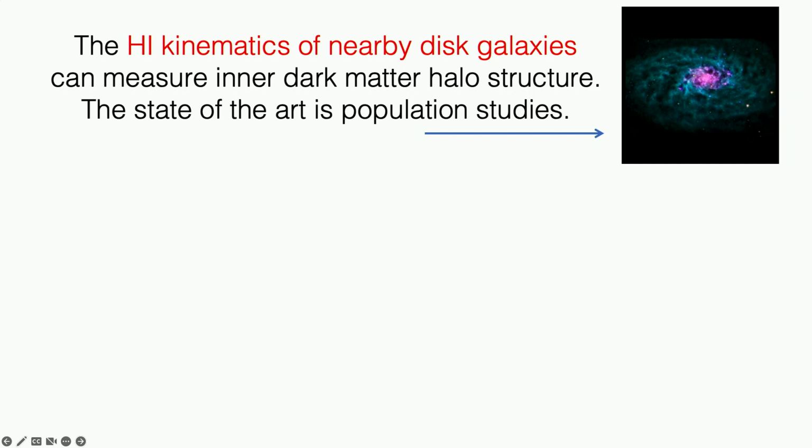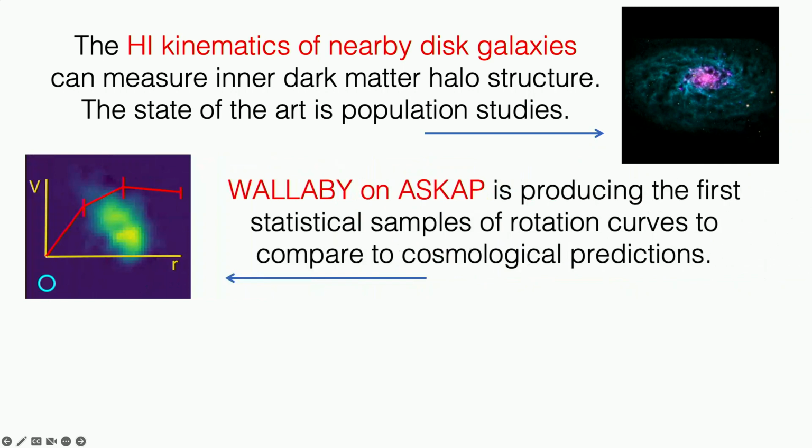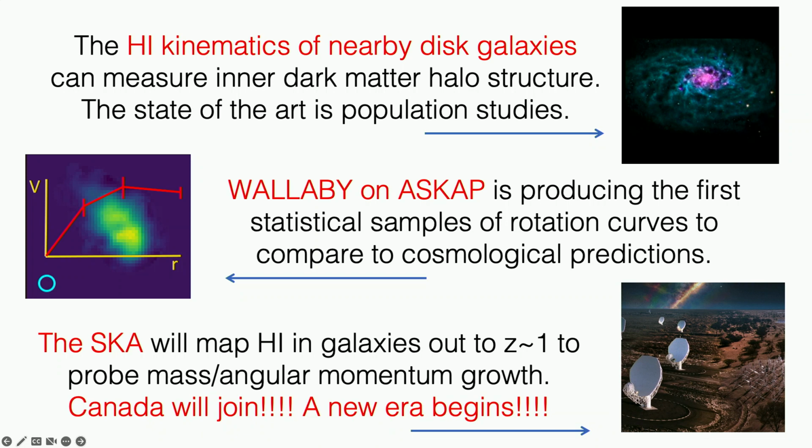The HI kinematics of nearby disk galaxies can measure their inner dark matter halo structure. And the state of the art is moving from individual galaxies to population studies. There are wide field HI surveys, in particular WALLABY on ASKAP, that are producing the first statistical samples of rotation curves to compare to cosmological predictions. And folks here at Queen's are at the forefront of doing those predictions. And the SKA is going to revolutionize this field. It's going to allow us to do these studies not only in the nearby universe, but as a function of cosmic time out to a redshift of 1, to probe angular momentum and mass growth in the universe.